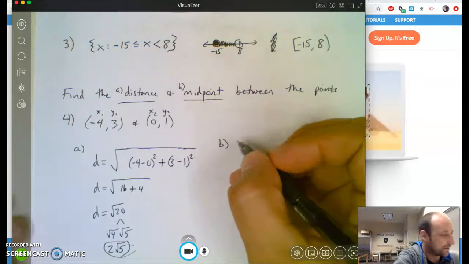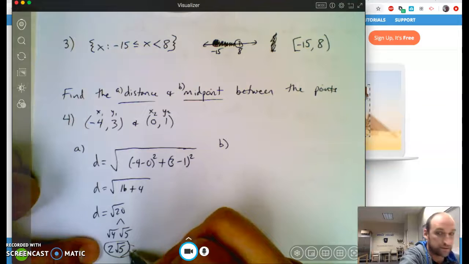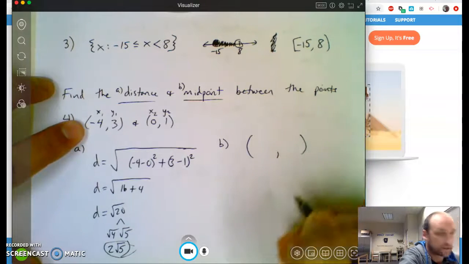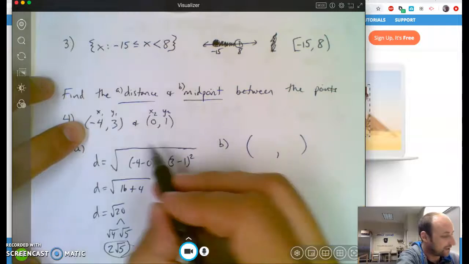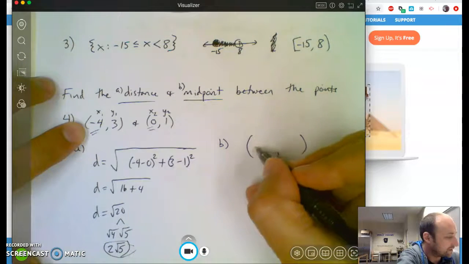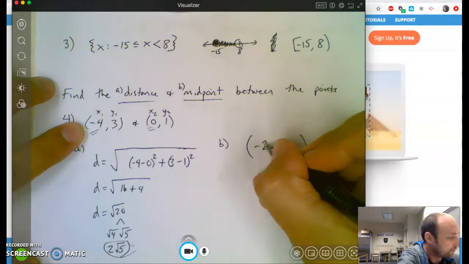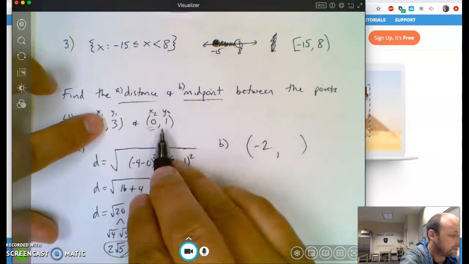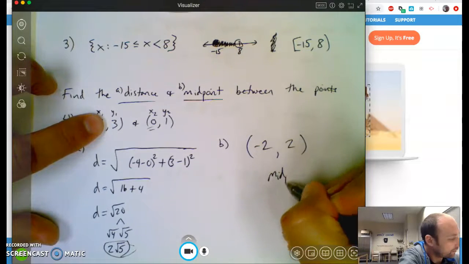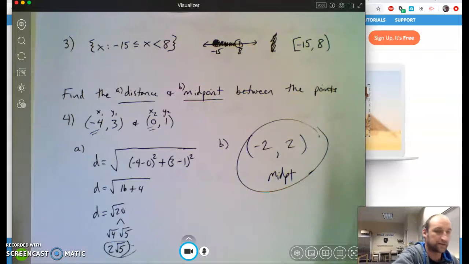As far as midpoint goes, midpoint is really just the average point. So here it's a number, it's a distance. This one's actually going to be a point. It'll have a comma between them. The x part you find by averaging the two x's. So average -4 and 0. You don't need a calculator to tell you that's -2. I hope you don't need a calculator for that. And you average a 3 and a 1 and you get 2. If you needed a calculator, just add them up and divide by 2.